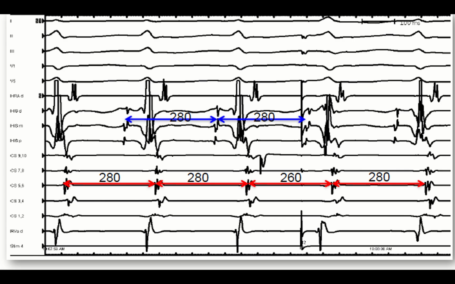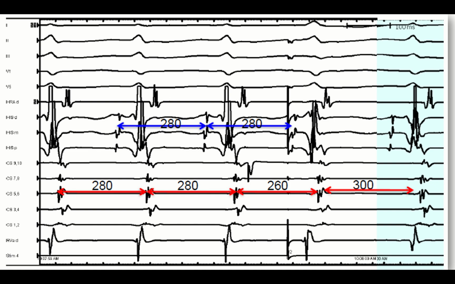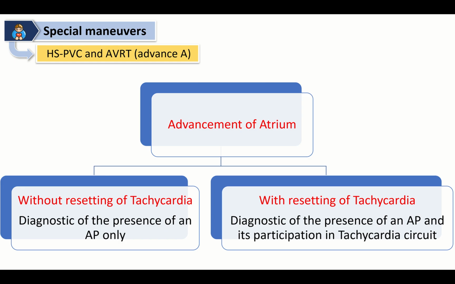Tachycardia cycle length is 280, and we decide to deliver His synchronous VPC at the time of His refractoriness and assess the next A. What happened? It advances the next A, it becomes 260. Then see the next example again: we give His synchronous VPC, advancing the next A to 260. So it confirmed the presence of an accessory pathway because of advancement of the next A.